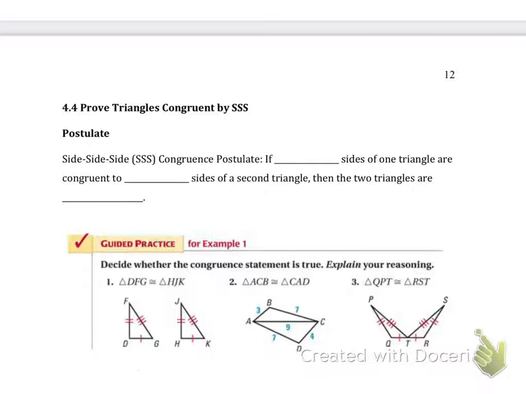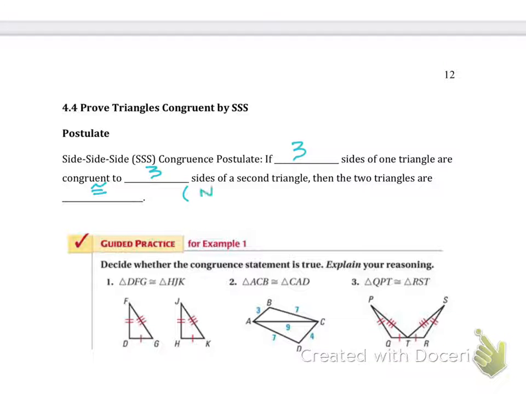Okay, in this video we're going to do the 4.4 notes. So we're going to be proving triangles are congruent by SSS. And SSS stands for side, side, side. The side, side, side congruence postulate states that if three sides of one triangle are congruent to three sides of another triangle, then the two triangles are congruent.